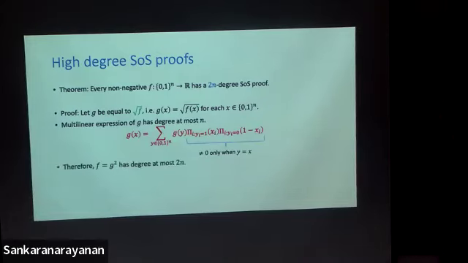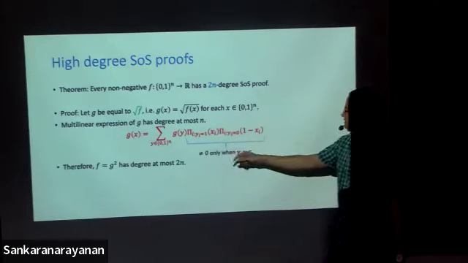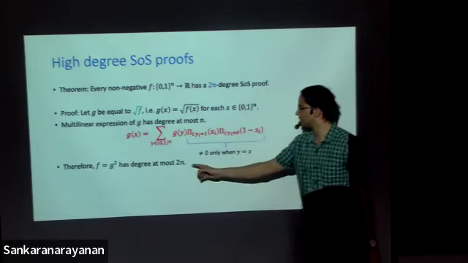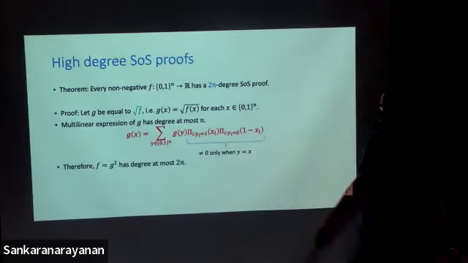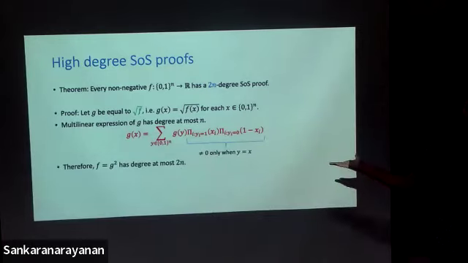So we have f is equal to g square, where g has degree at most n. Therefore, this f is equal to g square has degree at most 2n, right? Because it's a square of a polynomial. Does that make sense?